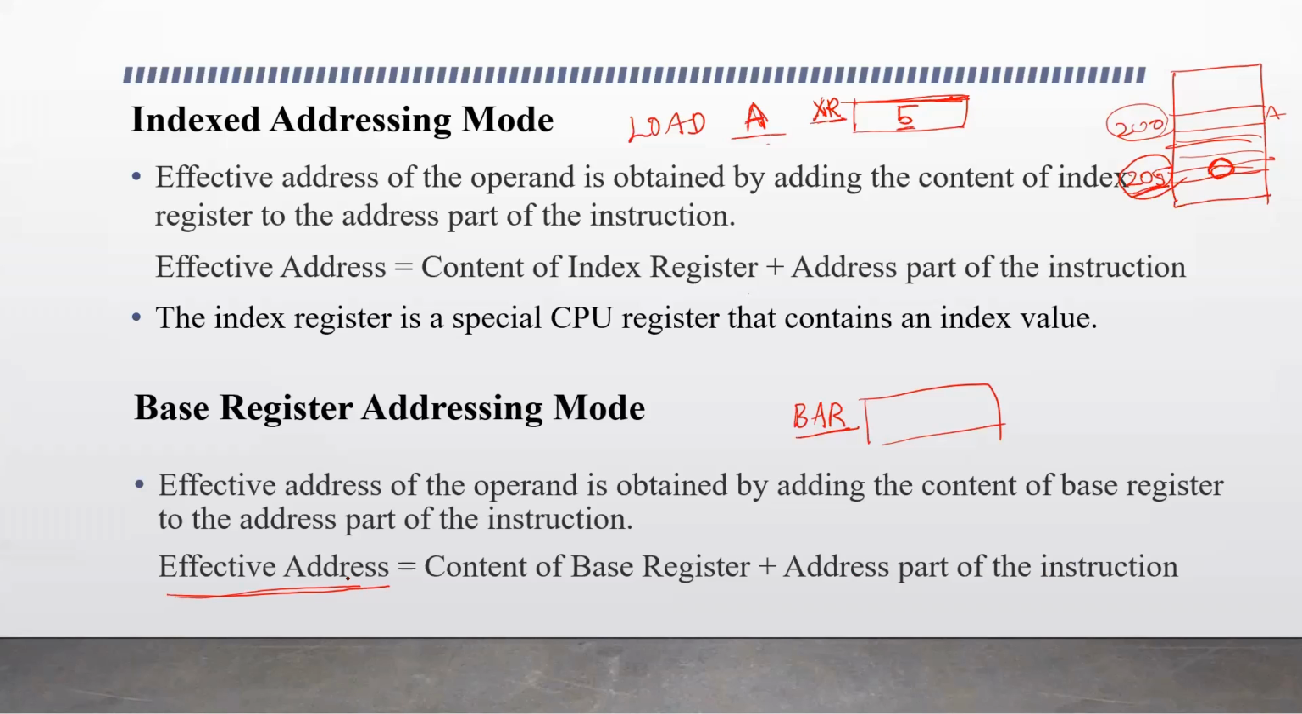This is generally used when the program is relocated in memory. To find and execute the instructions, we need to locate the address. So the address given in the instruction is added to the content of the base address register, and we get the new address, the location of the instruction. This way, the effective address is calculated in all these cases.